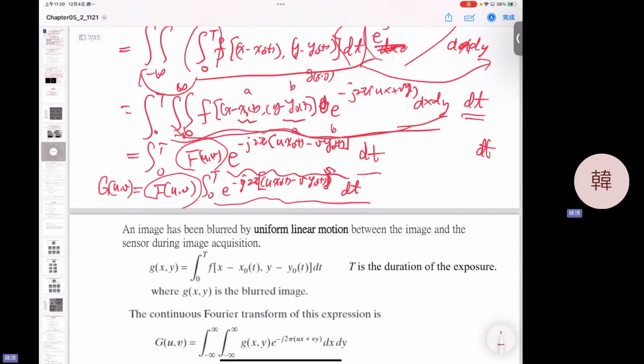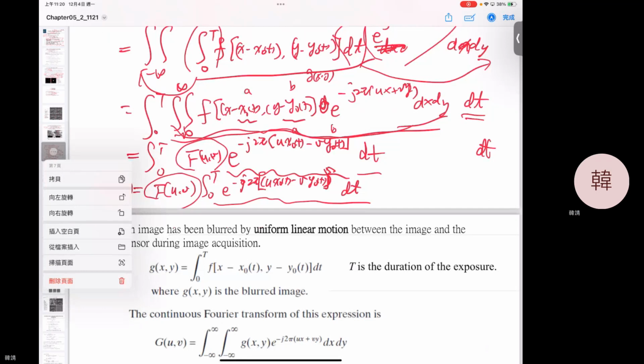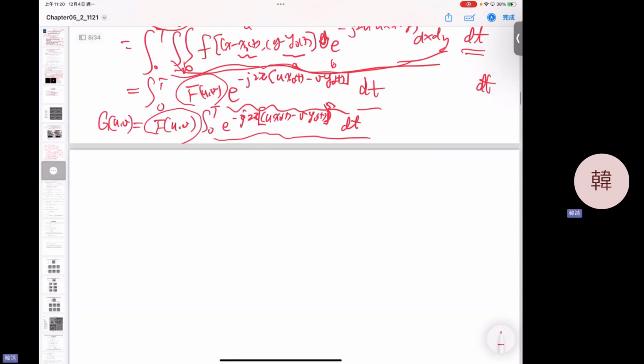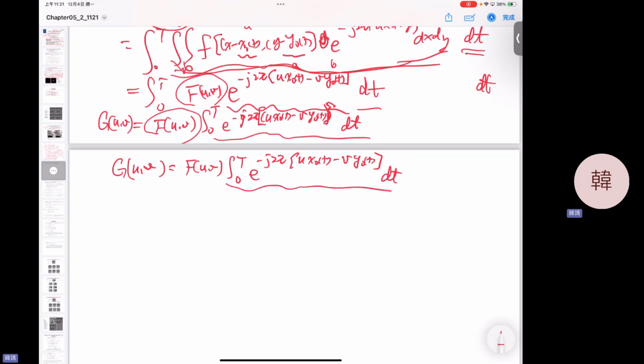So let's write it clearly. G uv becomes F of uv times this exposure function: the integral of the exponential of minus j 2 pi (u x0 t plus v y0 t) dt. Okay, so let's focus on this exposure function here and try to simplify it.